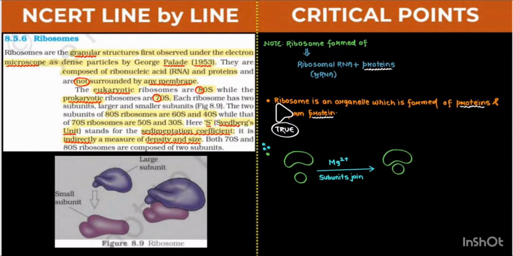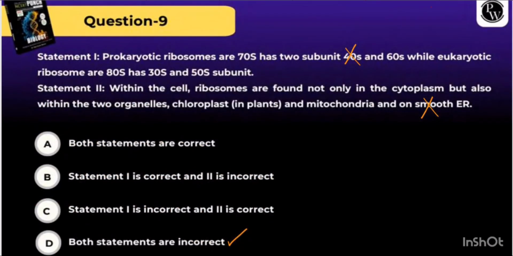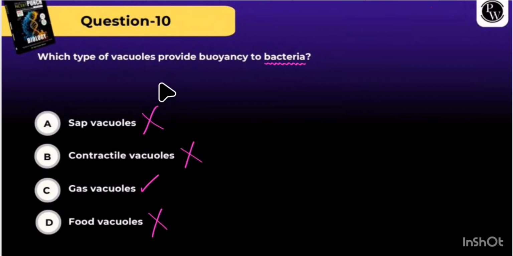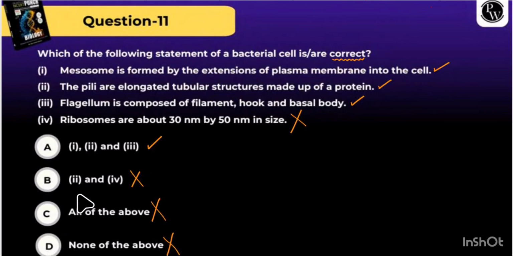Ribosomes are made of RNA plus proteins. Now we can see the NCERT. Prokaryotic ribosomes are 70S with two subunits, 40S and 60S; that is wrong. Ribosomes are found not only in the cytoplasm but also within organelles like chloroplasts. That is also wrong. Both statements are wrong. Next, which type of vacuole provides buoyancy to bacteria? We have read contractile vacuole, not here. The gas vacuole is the answer.